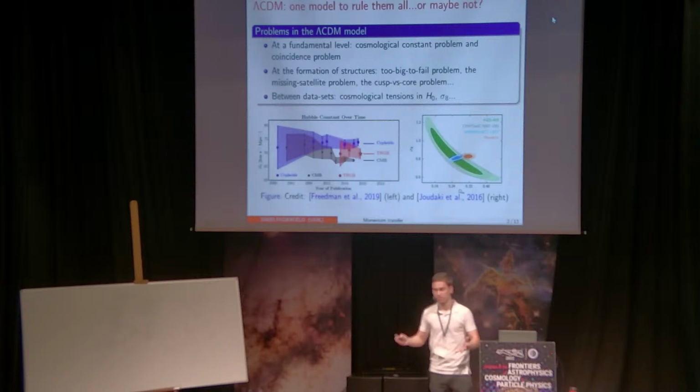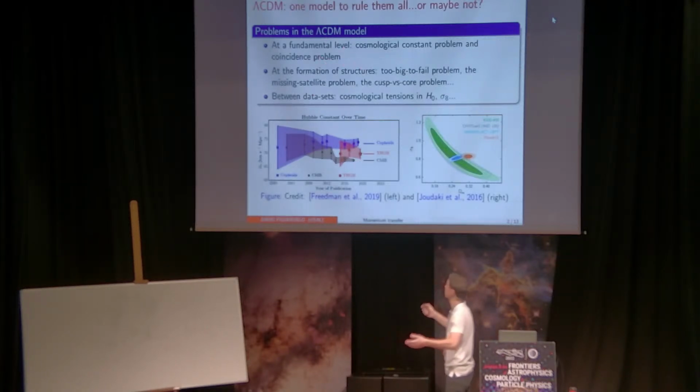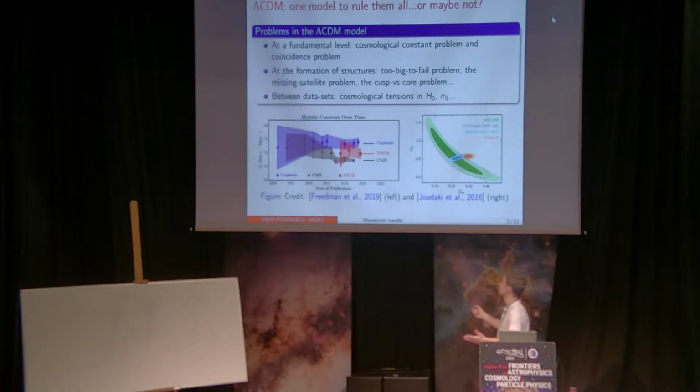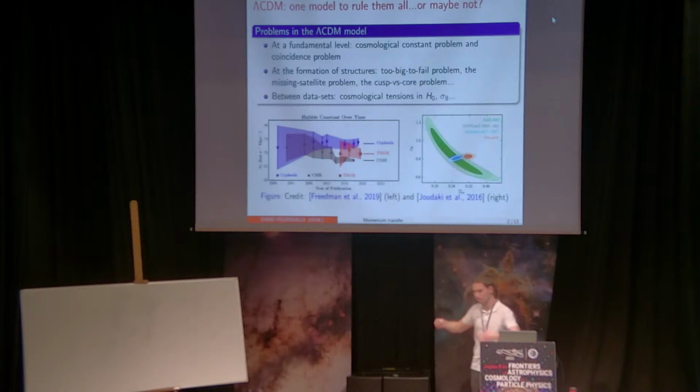So everyone here knows that the lambda cold dark matter model is a very, very good model. It's able to fit most of our data sets, but it's not perfect. We know that there are a lot of problems, from the very fundamental level, the cosmological constant problem or the coincidence problem, to the formation of structure, the missing satellite problem, the cusp versus core problem, or the cosmological tensions, for example, the H naught and the sigma 8 tensions, with plots here taken from two nice papers.